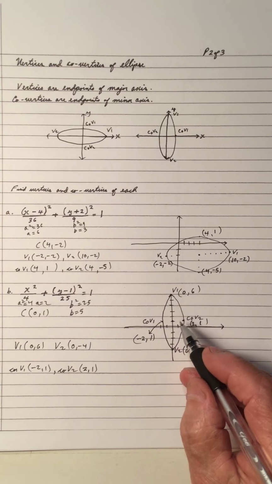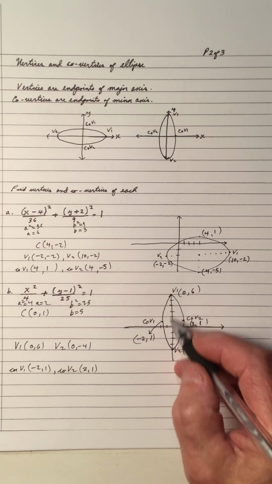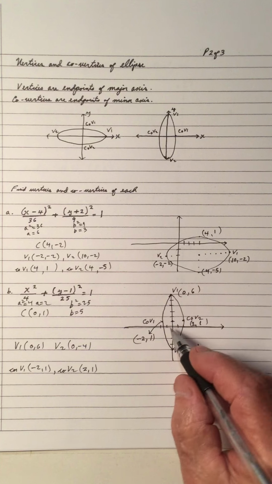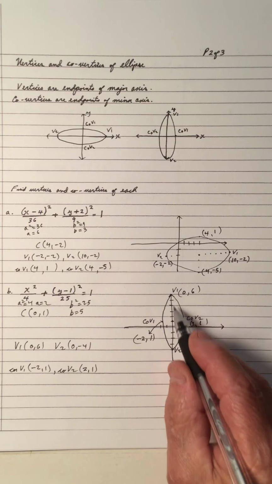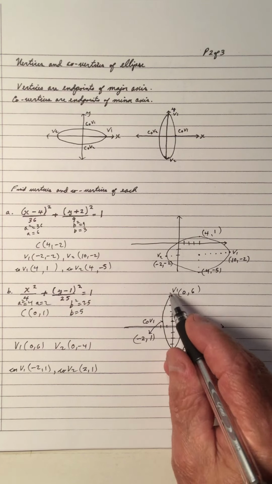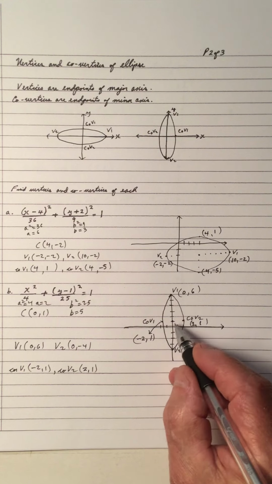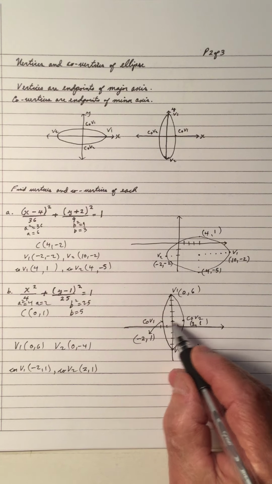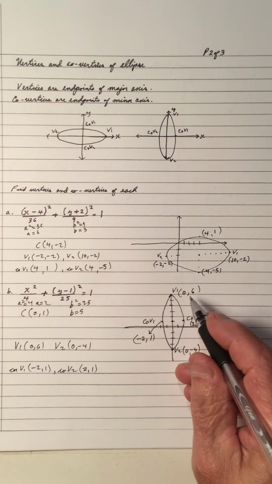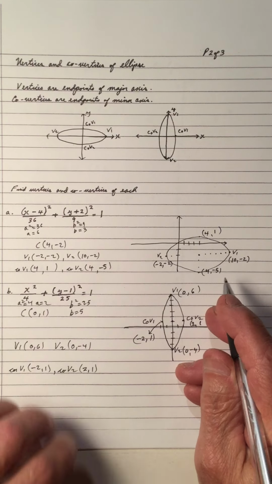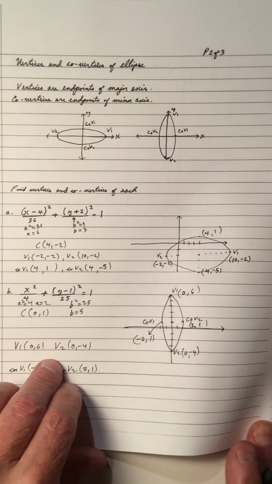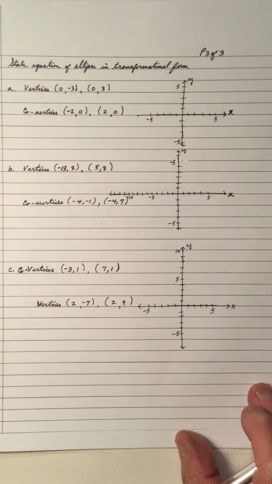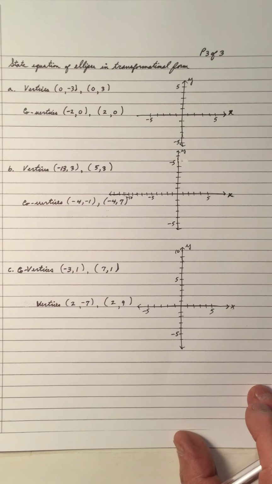I like to draw the picture and put the center in, then I can see it. It's easier to draw a picture of the ellipse and then pick up the vertices from here, because you can go horizontal stretch left and right, vertical stretch up and down. So remember, the vertices are at the end point of your major, and the co-vertices are at the end point of your minor. So let's do another question.